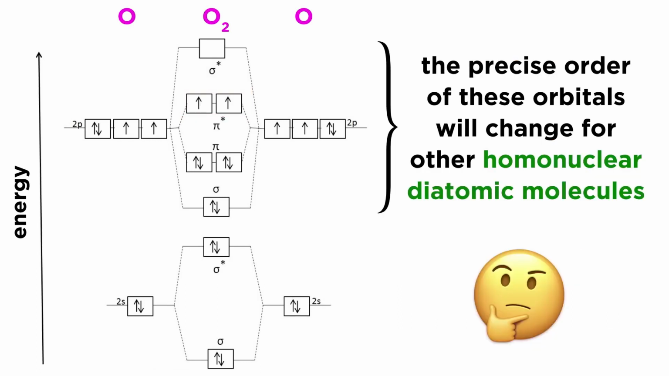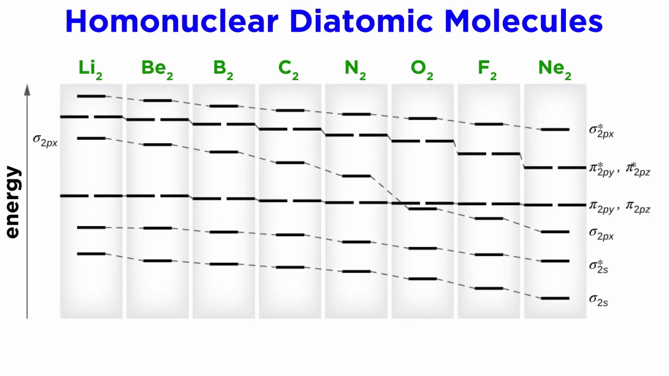Now that we are up to speed, let's go over one other thing. The molecular orbitals that result from the combination of the 2p orbitals exhibit this order in O2, but this will change for other homonuclear diatomic molecules. Let's look at this diagram, which depicts the relevant orbital energies for all the potential homonuclear diatomic molecules in the second period, from lithium to neon.